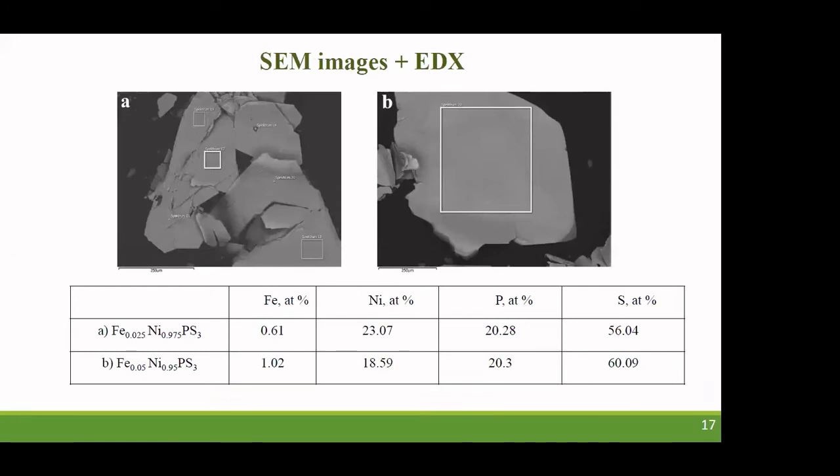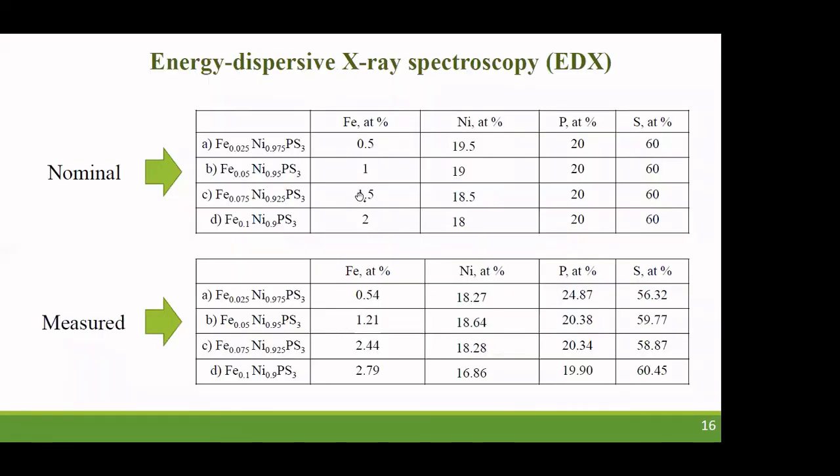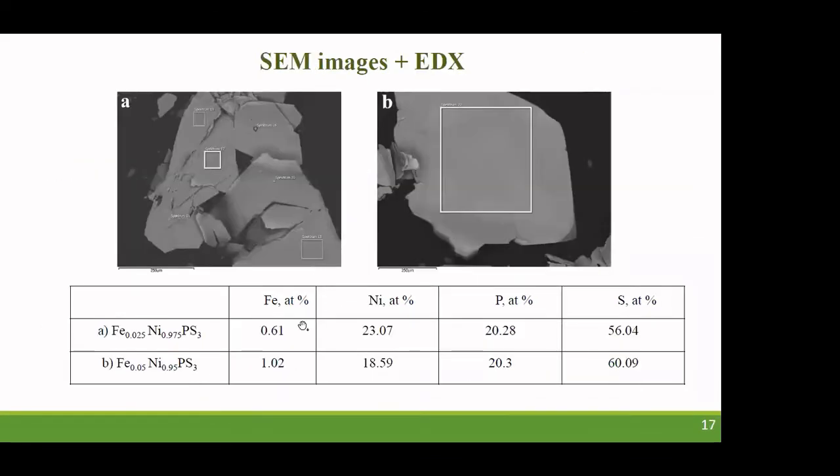And here are shown the results after energy-dispersive spectroscopy for single crystals, with 2.5% of iron and 5% of iron. And if you compare these results to that table, you can see that our amounts are almost the same.